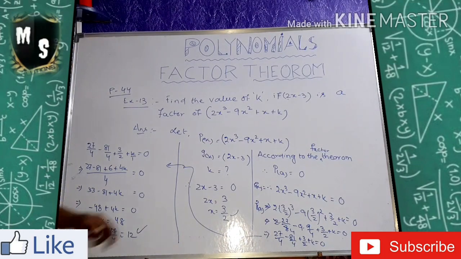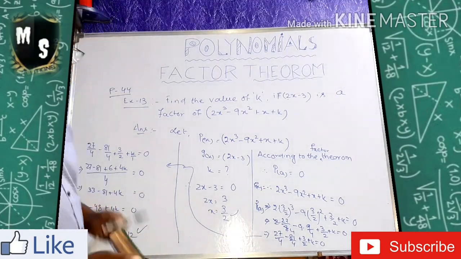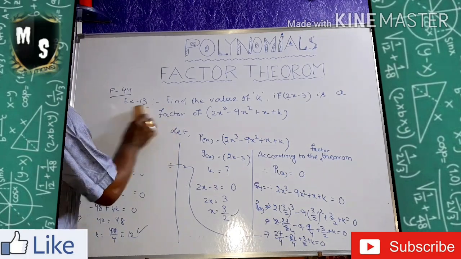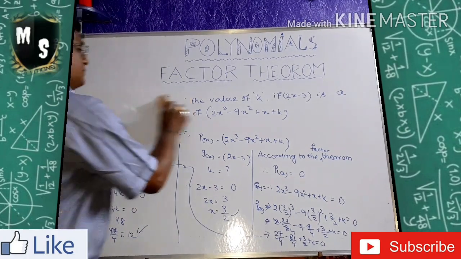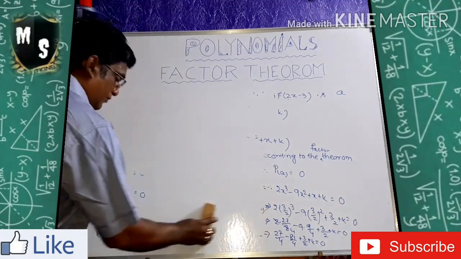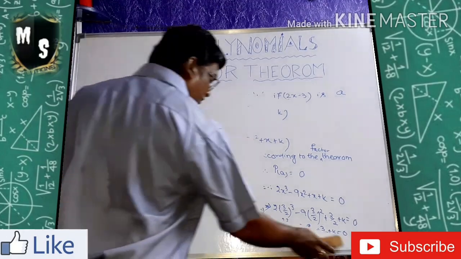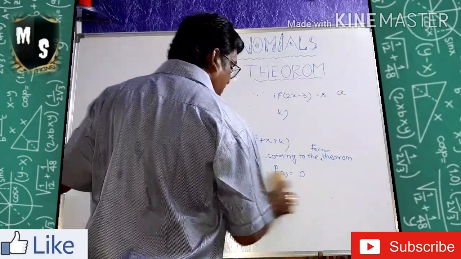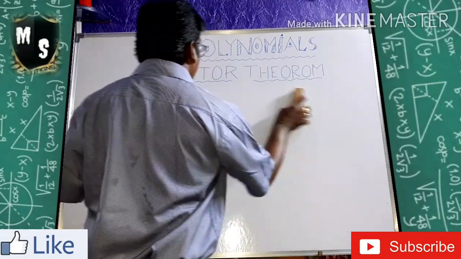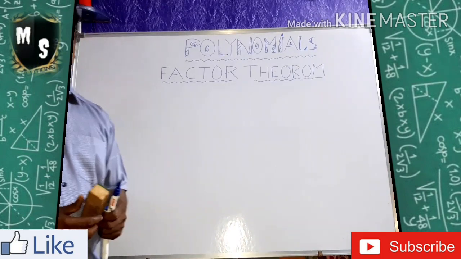Understood now? I hope you understood this sum. So the next part is, please try to do page number 44, example 13, and this is an important sum. I did it for you, and the next part of the sum is very easy for you. Those are easy sums. A difficult sum I did for you now. I hope you understood the factor theorem. So this is all about the factor theorem. Thank you very much.